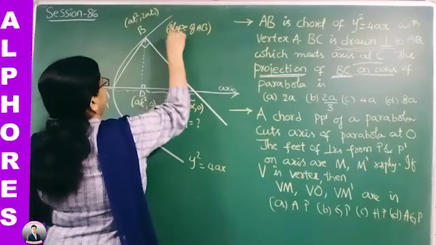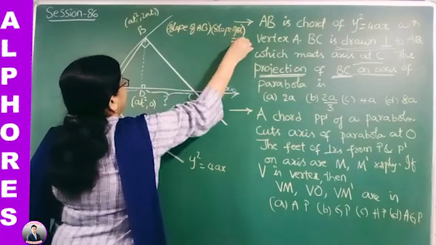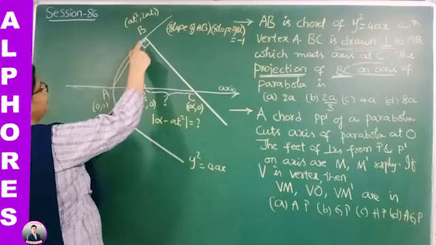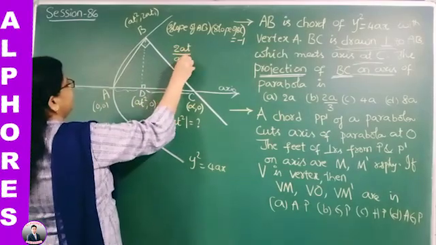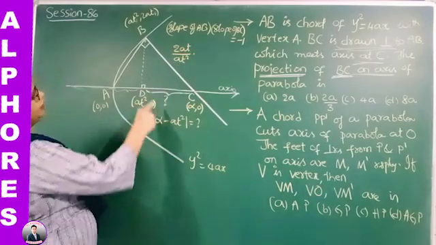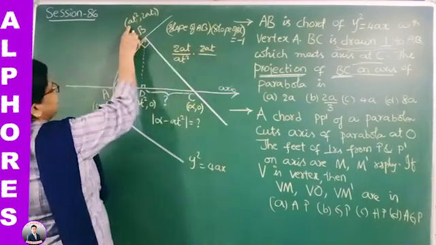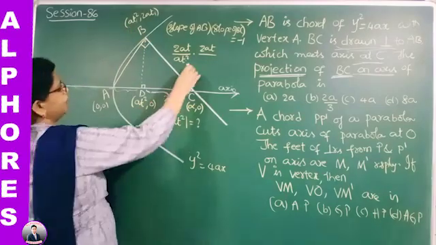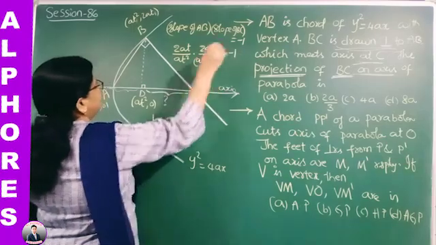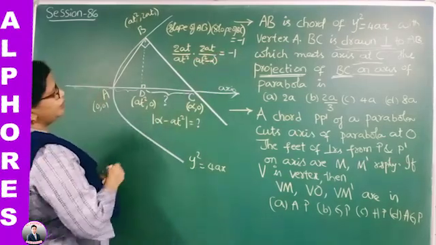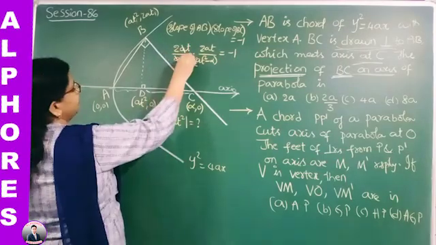So slope of AB into slope of BC is -1. The slope of AB is 2at by at square. Into the slope of BC, that is 2at divided by the denominator, at square minus alpha. This is equal to -1. Now we can cancel here, students: the a value I am cancelling, and t square we can also cancel.